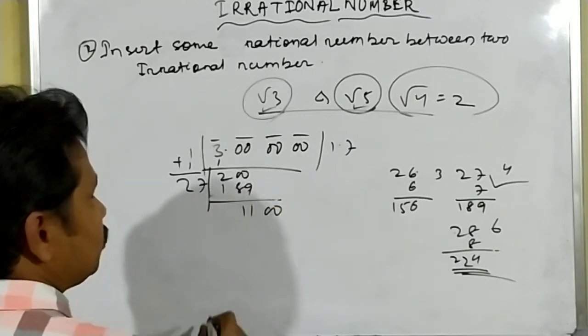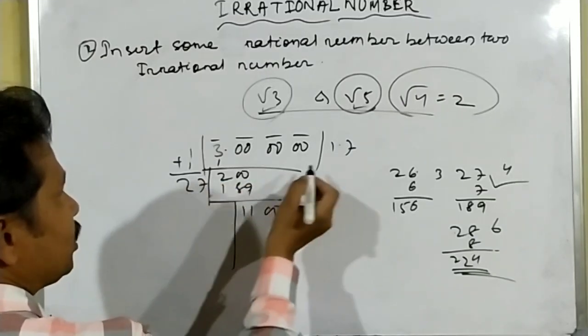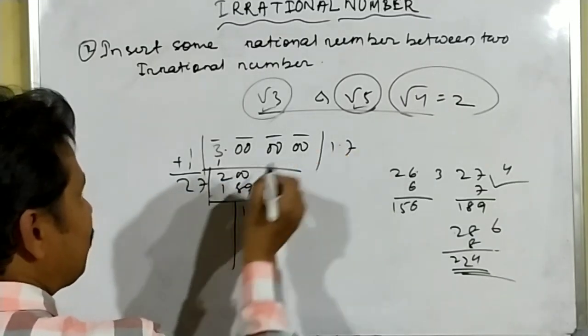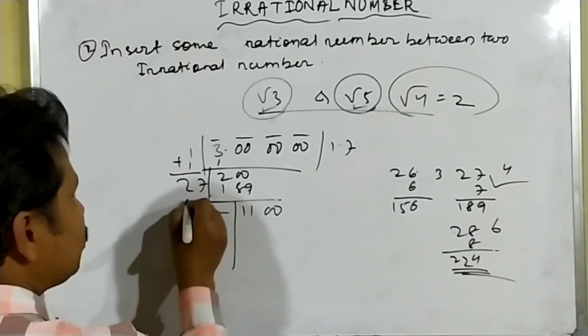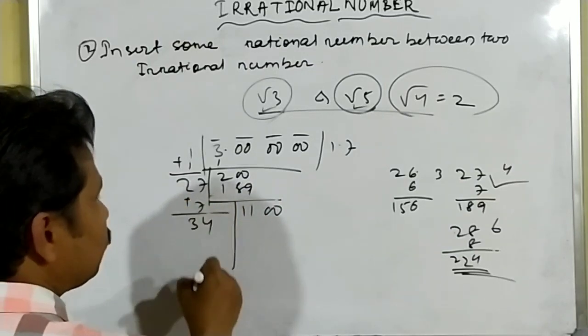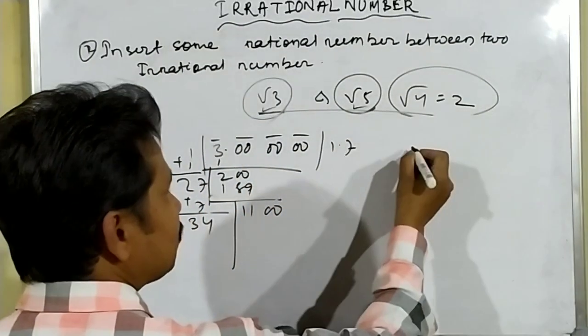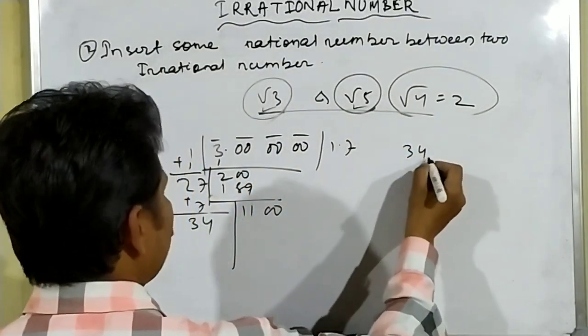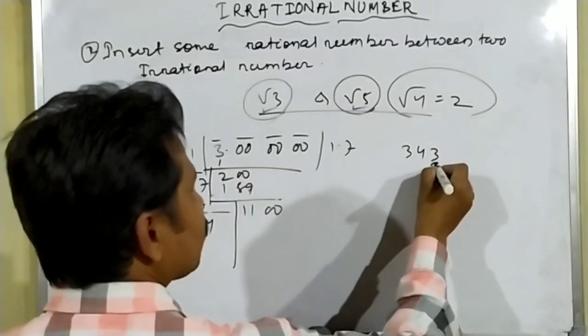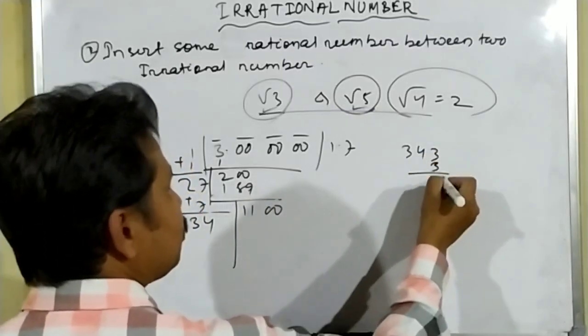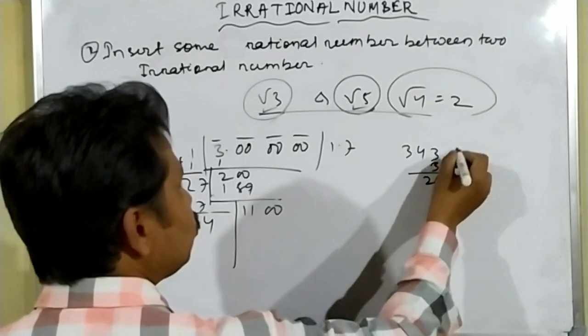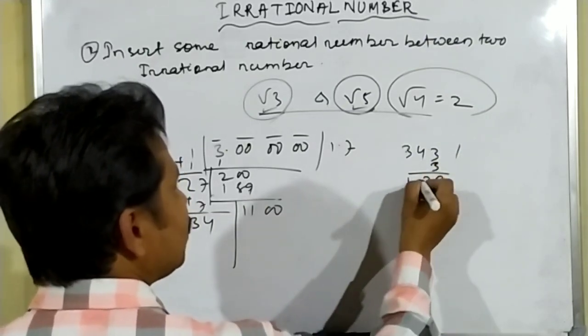Again we will take 2 0 here. So our result, again we have written 7 here, so we have to add 7. So our result is 34. Then we have to take the number 34 and add some digit. 34, suppose we take 3, then multiply by 3: 3 3 is 9, 3 4 is 12, 2 carry 1, 3 3 is 9 plus 1, 10.